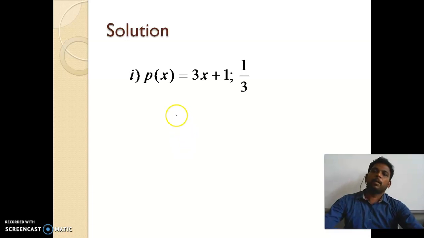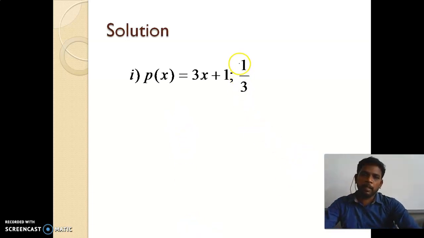So first one. Now we are going to check whether 1 by 3 is the 0 of this polynomial or not. How can we check? We have to substitute this value instead of x, and after simplification, if you get 0 as the value, then that particular value is the 0 of the polynomial. Otherwise not. So now substitute here instead of x. So P of 1 by 3.